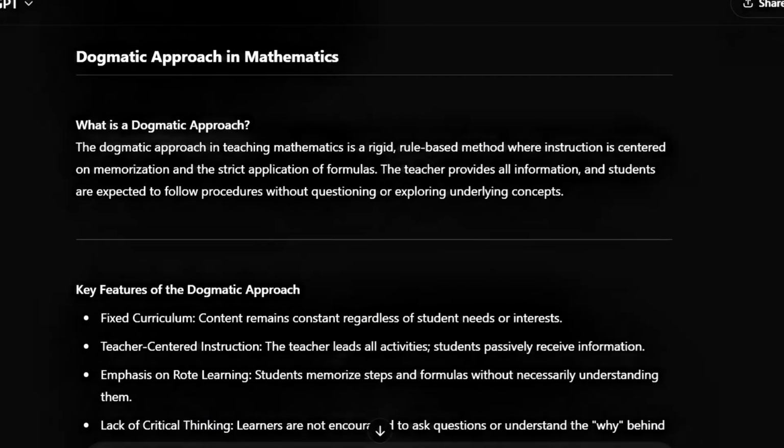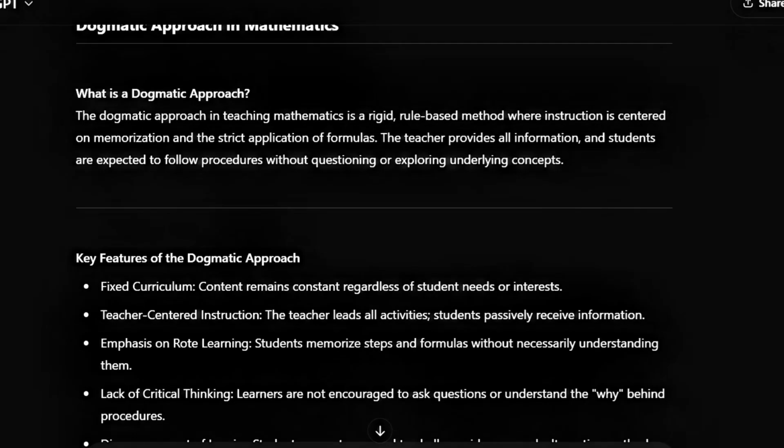Dogmatic approach in mathematics. What is a dogmatic approach? The dogmatic approach in teaching mathematics is a rigid, rule-based method where instruction is centered on memorization and the strict application of formulas. The teacher provides all information, and students are expected to follow procedures without questioning or exploring underlying concepts.